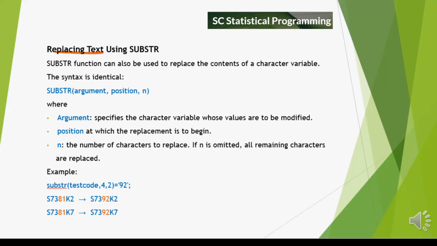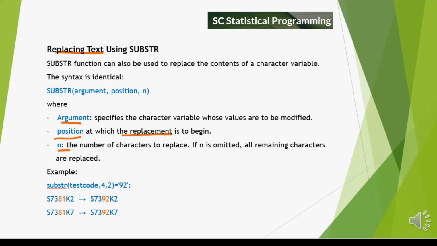Next, let's look at how to replace text using the SUBSTR function. The SUBSTR function can also be used to replace the contents of a character variable. The syntax is identical to extracting a portion of a character value, starting with SUBSTR, and then the argument specifies the character variable we want to modify, and position is where the replacement is to begin. And n is the number of characters to replace. Again, if n is omitted, all remaining characters will be replaced.